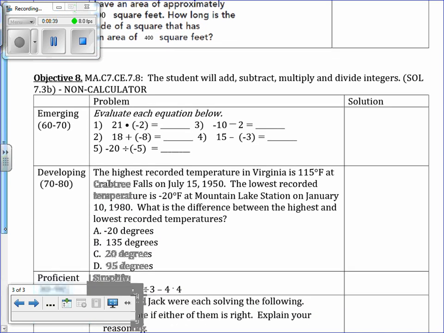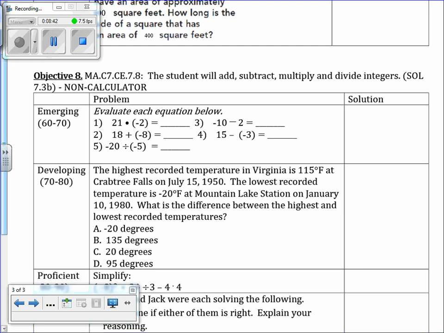Finally, our last objective for our test that we'll be taking. This is where we're going to add, subtract, multiply, and divide integers. So first thing it says is evaluate each equation below. Well, I see some multiplication, some division, and addition and subtraction. So my first one has a multiplication problem. I'm going to go ahead and draw Digby. And that's a positive times a negative. So my answer is going to be negative, and it says times -2.